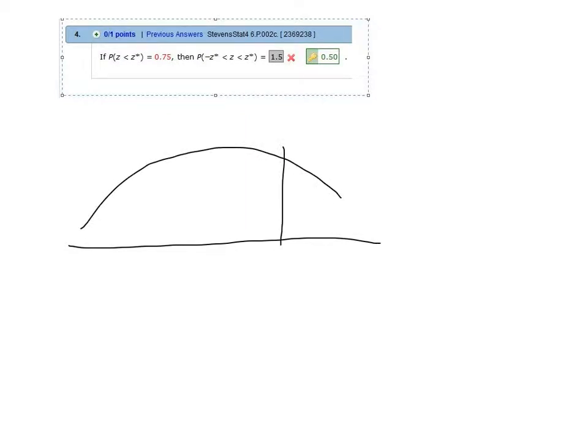So for this question, what they're telling us is, hey, we've got this normal curve, and we know we've got this z-score, whatever it is, and we know that it accounts for 75% of the distribution. Well, since it's more than 50%, or more than 0.5, I know that it's a positive z-score. Then they're asking me, okay, what if we take that same z-score, whatever it is, and have the negative value of it? That's what it's saying, from negative z to positive z.